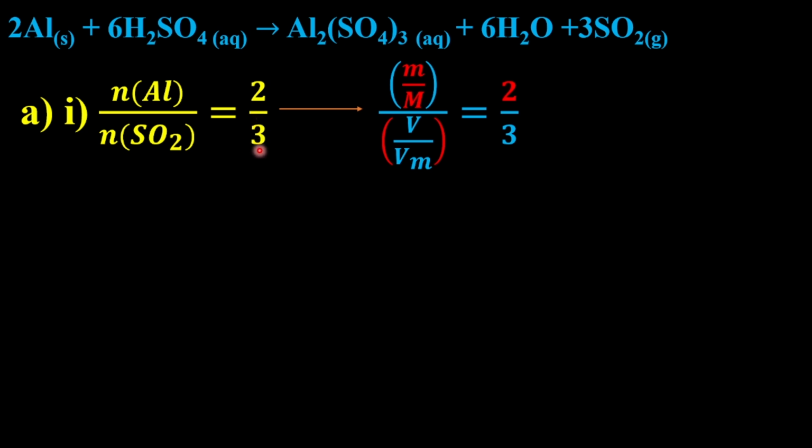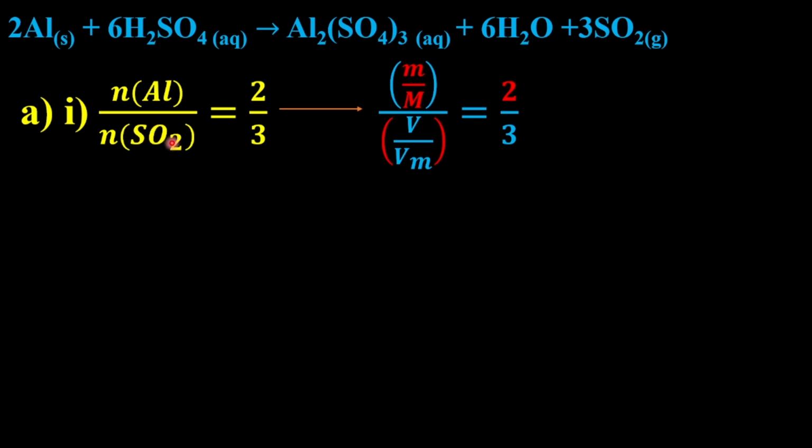So 2 over 3. Now, when you read the question, you realize that the question is talking about mass of pure, mass of impure. So what we do, if you hear of mass of impure, it means that automatically you have to determine the mass of the pure. So how do we get that? Here becomes mass over molar mass because we are to determine the mass of pure aluminium.